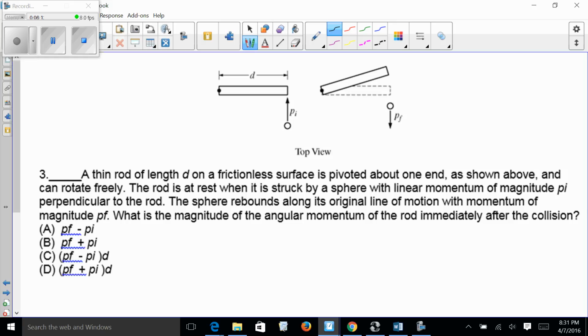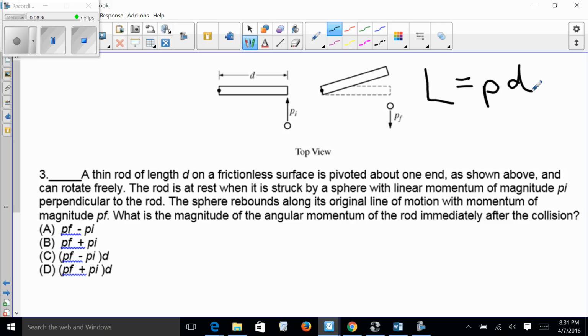So the sphere has linear momentum. This is kind of the new idea. If an object has linear momentum with respect to a rotating system, then we can also define its angular momentum as its linear momentum times its distance from the axis of rotation. I'm using D because that's the symbol that's used in this question.